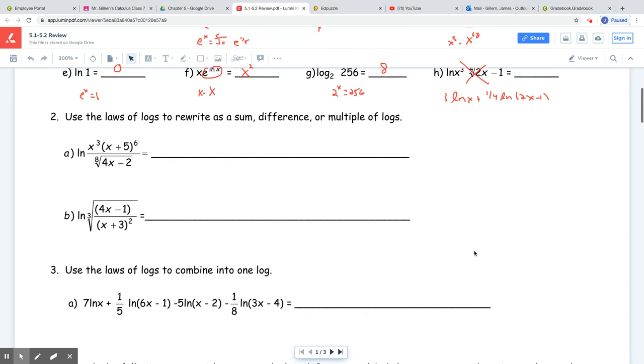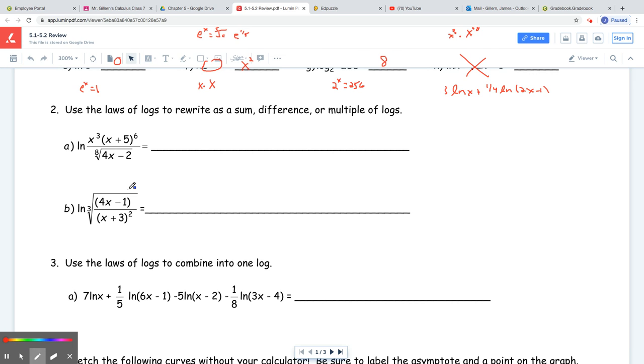So question 2 says to use the laws of logs to write as a sum, difference, or multiple of logs. So we're just going to expand this. Remember, everything up top gets a positive, everything at the bottom gets a negative. Any exponent goes out in front. If it's a root, in this case it would be 1/8. So we got 1, 2, 3 things. So I have 3 logs.